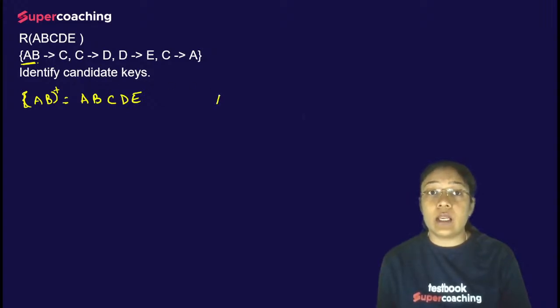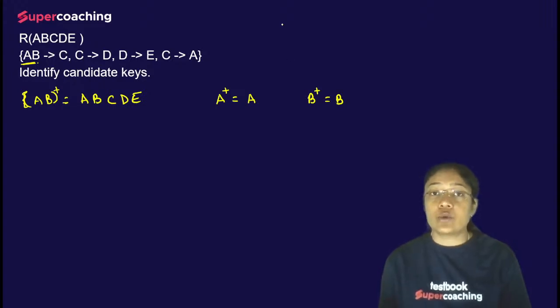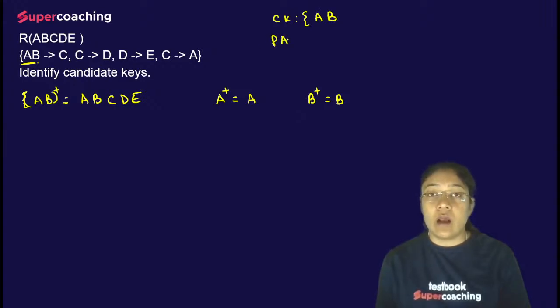Now check for A closure. A closure is A only. B closure is B only. So here we got one candidate key, that is AB. Now you can quickly tell the answer.